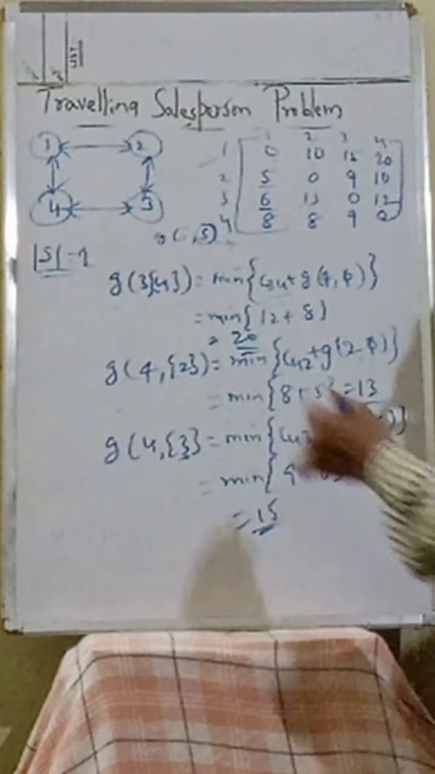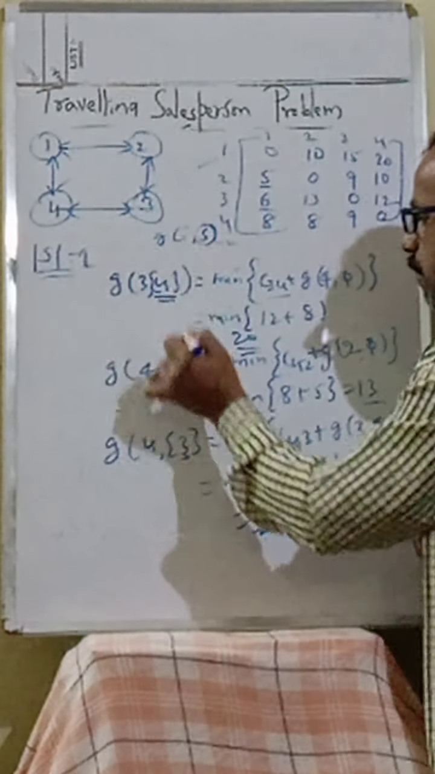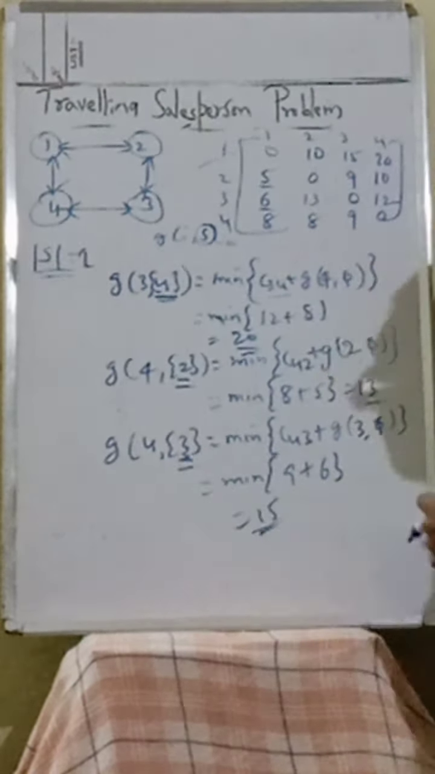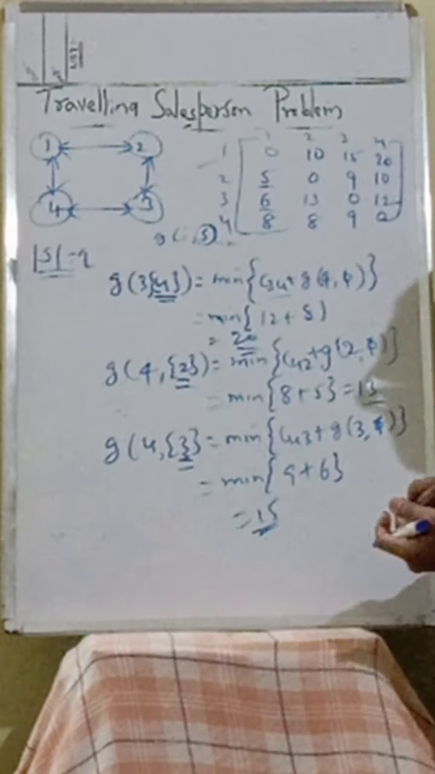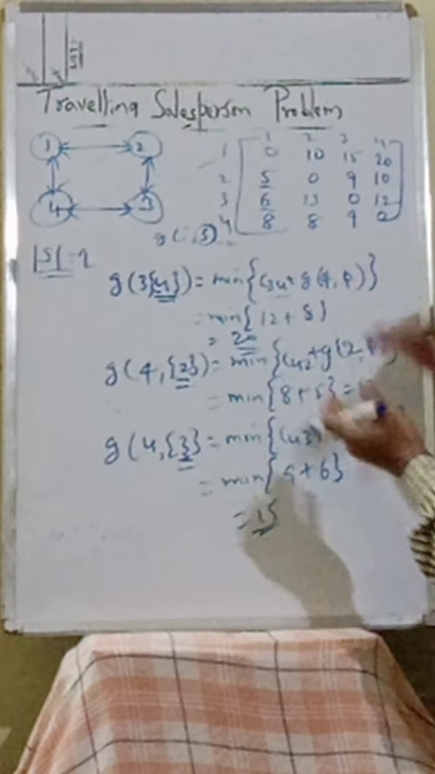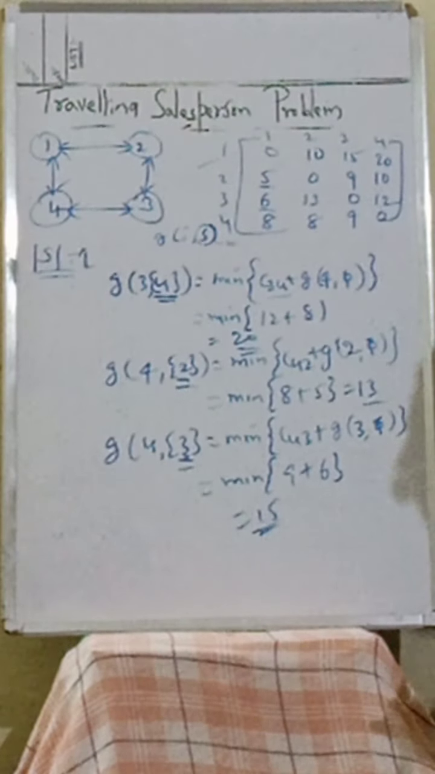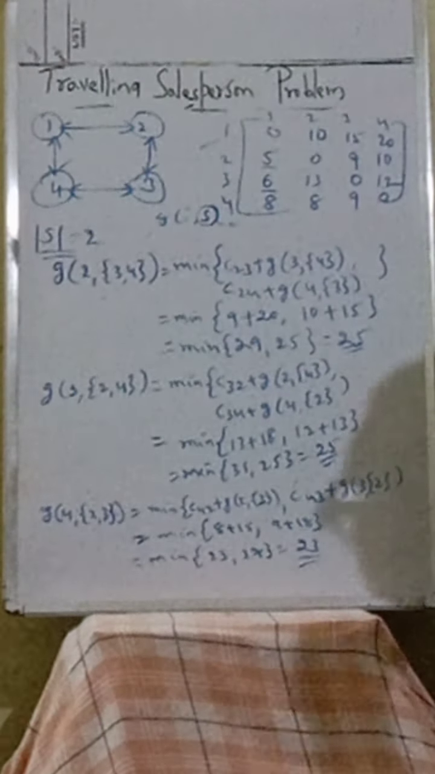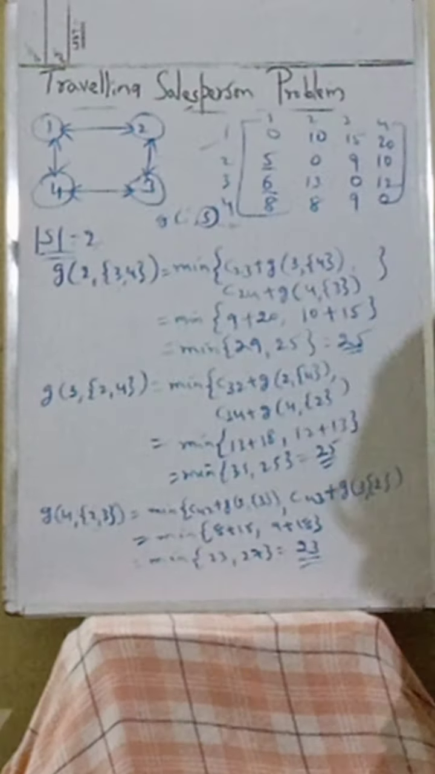So in mod s equal to 1, we just took the number of nodes in the set as 1 only. Now I am going to show you how to calculate mod s equal to 2 by using all these 6 calculations. Okay. So next one is mod s equal to 2. Now set size equal to 2.